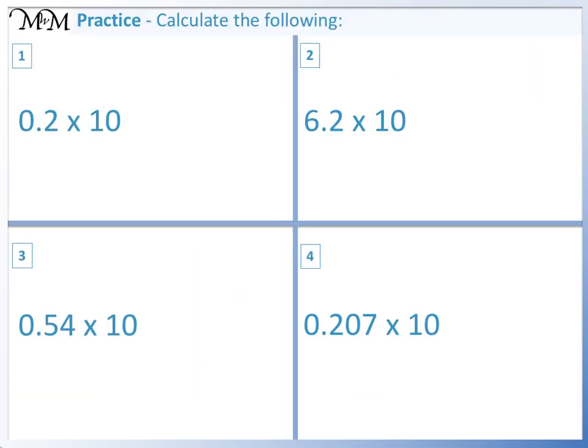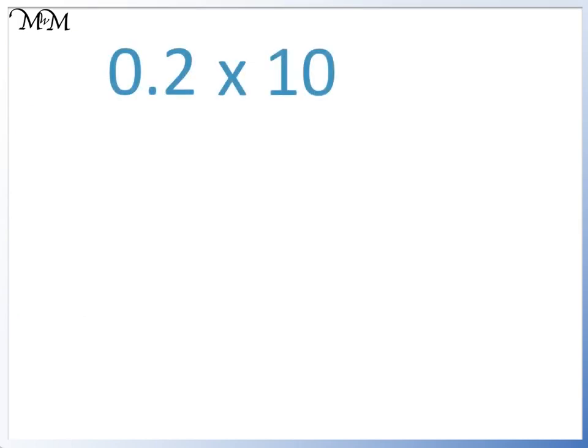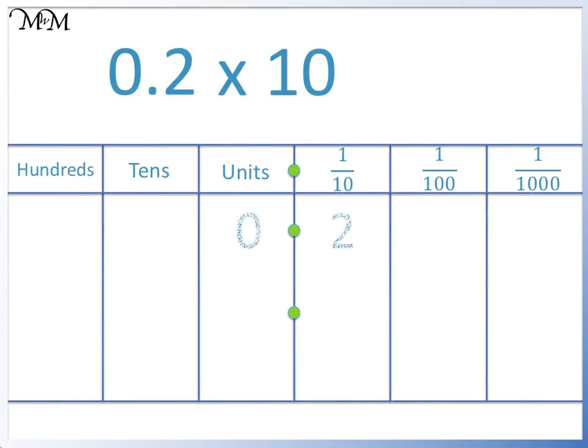Here are some questions for you to try. Pause the video now and have a go. Question 1. 0.2 times 10. We move the 2 one place to the left. 0.2 times 10 equals 2.